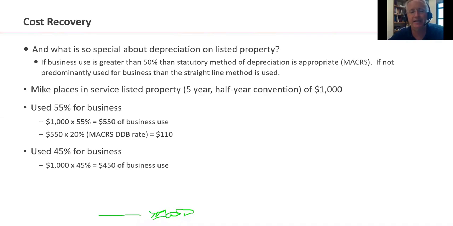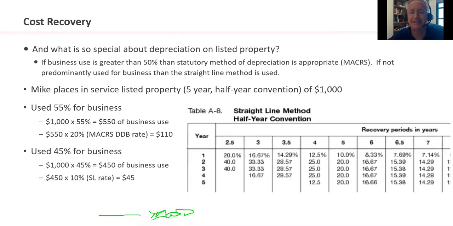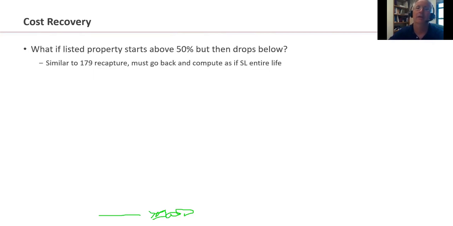If, on the other hand, he uses it 45% for business, well, now it's not predominantly used in business. 450 of it is business use. He actually has to go to the straight line table. Straight line table would say, well, it's only 10%. If you look first year, 5 year property, 10%, he can only deduct $45. So that's all that's magical about listed property. It's not really that big of a deal. If it's less than 50% business use, you have to use straight line. Kind of done. All right.